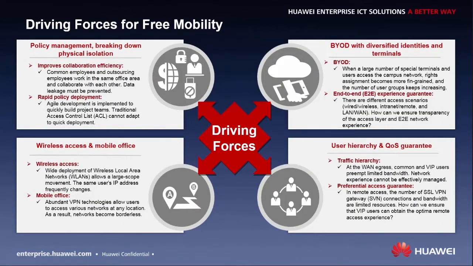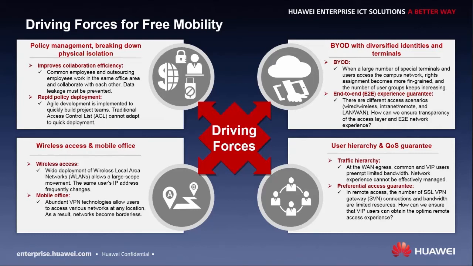1. Policy management breaks down physical isolation. Wired network construction of traditional campuses is based on the following roadmap. Plan stations for each department. Assign VLANs based on access interfaces of access switches. Hosts in different VLANs use specific IP address segments. On switches, routers, and firewalls, service policies are formulated based on IP address.